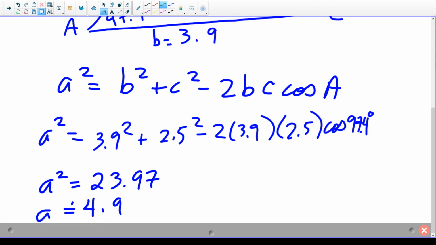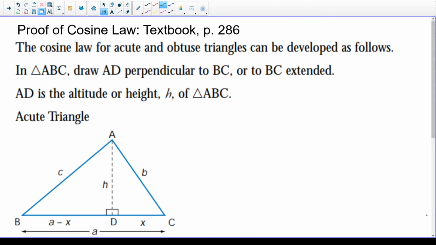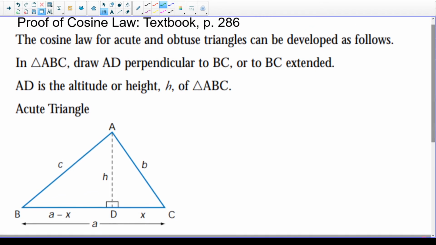So let's move to the proof of the cosine law. Now I just took this proof directly out of your textbook. So you can go to page 286 if you want to and see it there, but I wanted it to be in the note that I'm going to post on the Google Classroom as well. You're going to notice that we have another triangle ABC very similar to our sine law proof. And in fact, we even draw a dotted line down the height of the triangle, exactly like we did in the sine law proof as well.